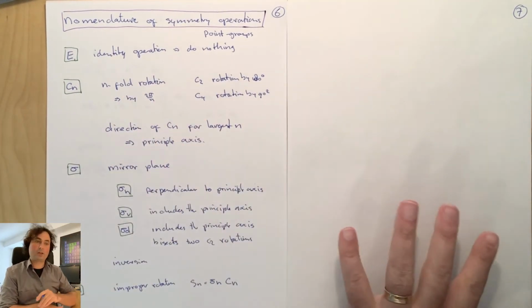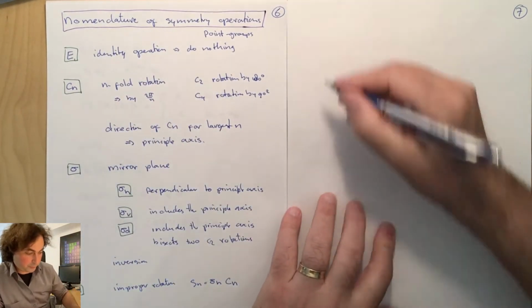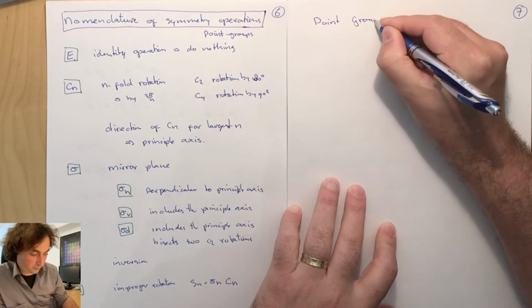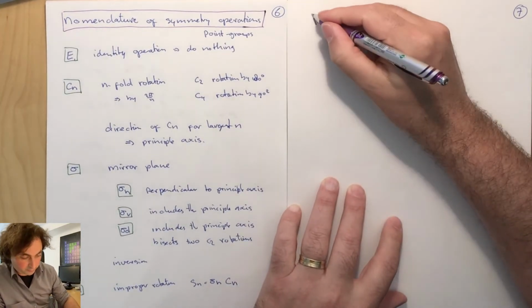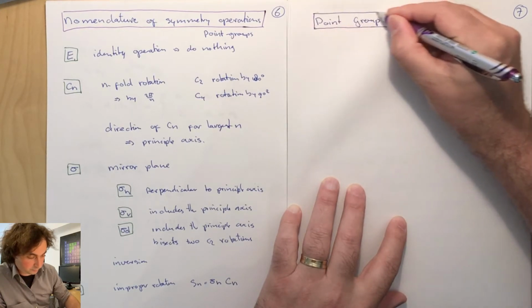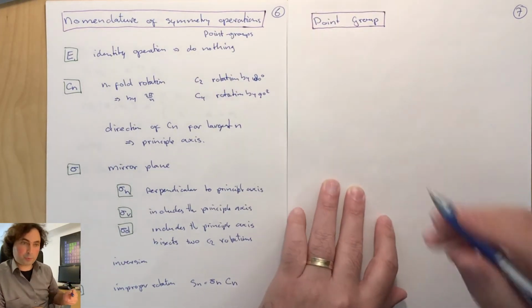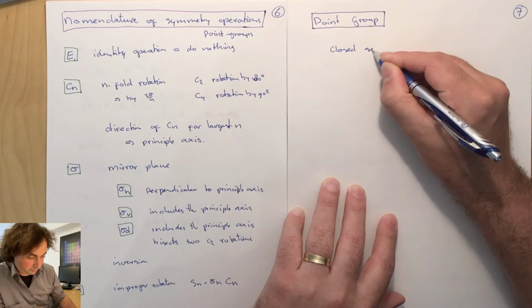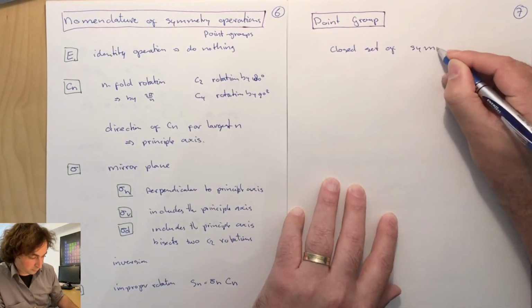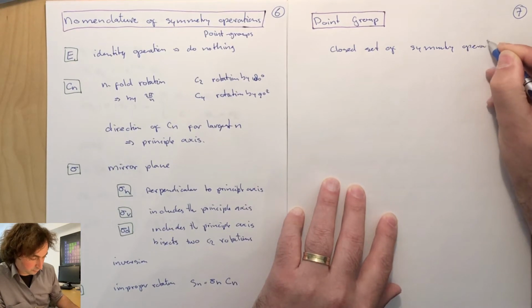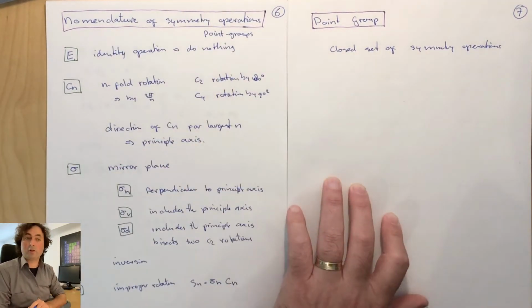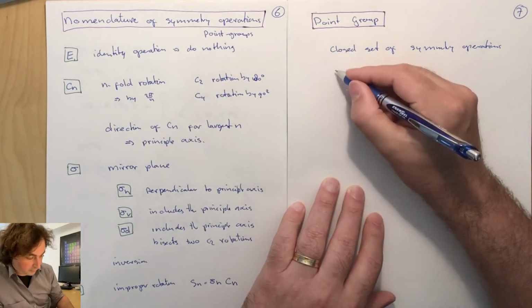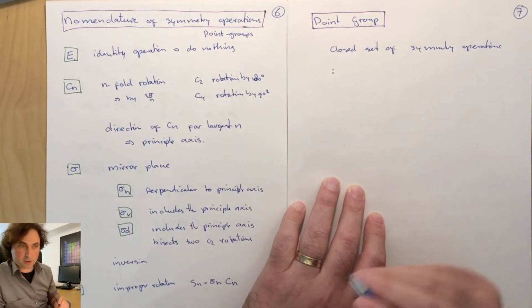Now, with these operators, we can define a group. And I will focus here on point groups. If you add translation to it, you can make space groups as well. And a group or a point group is a closed set of symmetry operations. So you pick a certain number of these symmetry operations, but not any set is a group. You have to fulfill a few conditions.